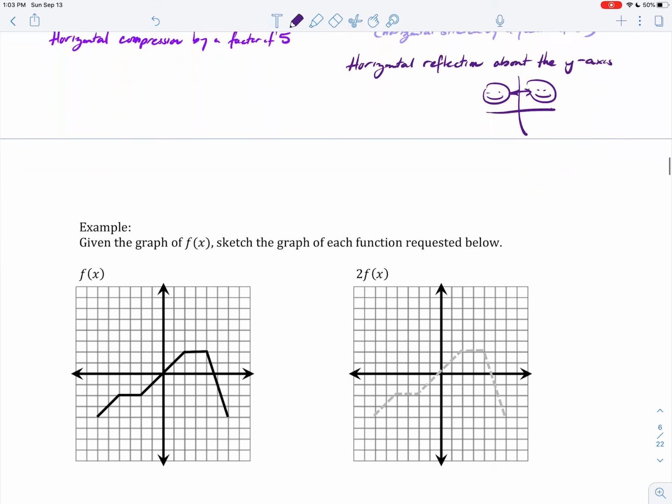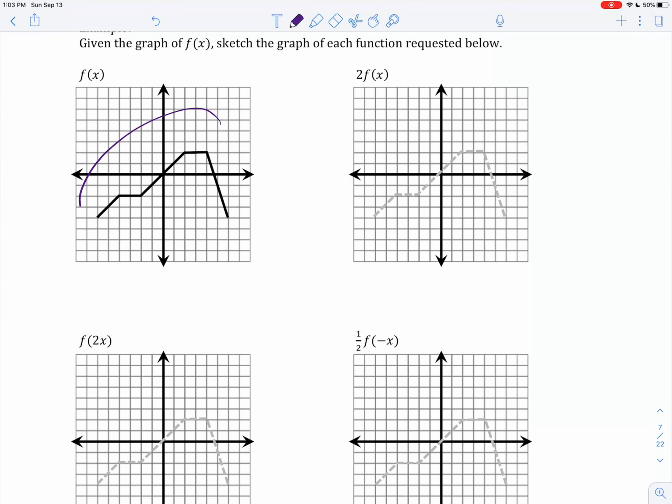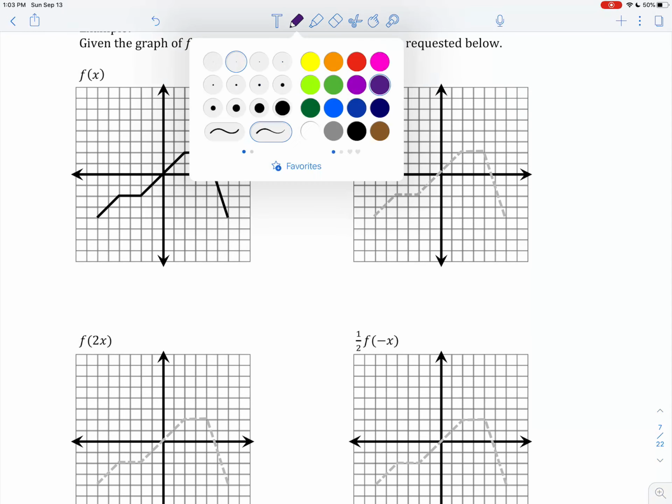So we're going to apply these. We're going to try applying these transformations. Here's f of x, and based on f of x, we're going to graph these other ones. Feel free to give it a try. Again, pause the video, then go for it. I will show the answers on here.